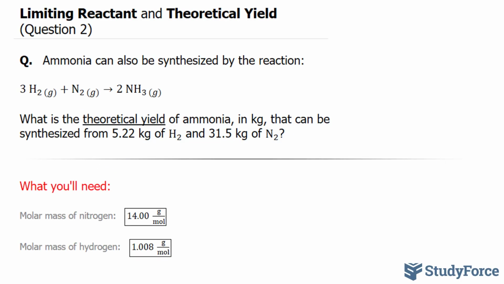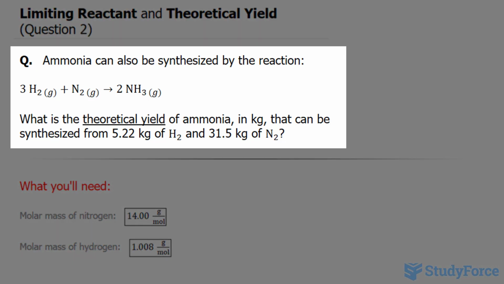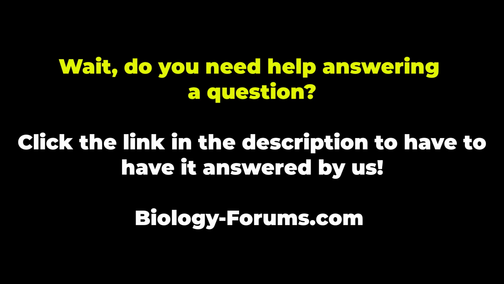In this tutorial, I'll show you how to solve limiting reactant and theoretical yield questions. This is question number 2. The question reads: ammonia can also be synthesized by the reaction 3H2 + N2 yields 2 molecules of NH3. What is the theoretical yield of ammonia in kilograms that can be synthesized from 5.22 kilograms of H2 and 31.5 kilograms of N2?